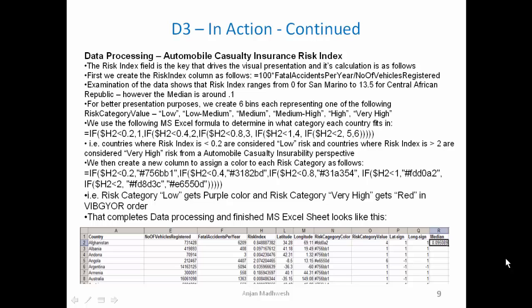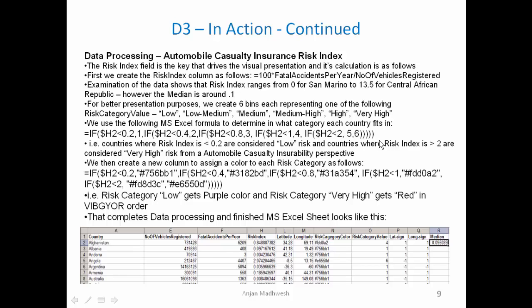Next, we continue data processing. At this time, we are going to calculate our risk index value. And then we're going to try and massage this risk index value in a way that we can actually meaningfully utilize it. So first is the risk index we calculate as the ratio of fatal accidents per year to the number of vehicles registered for a country, and we'll multiply that by a figure of 100. So we are trying to get basically a percentage figure.